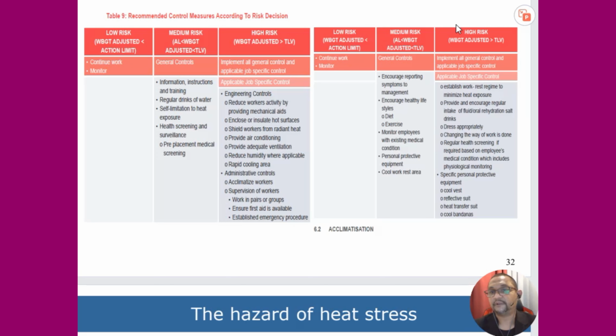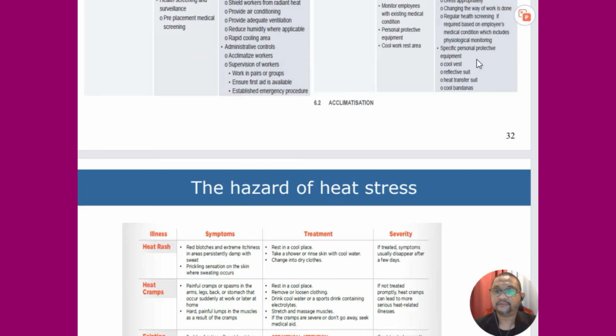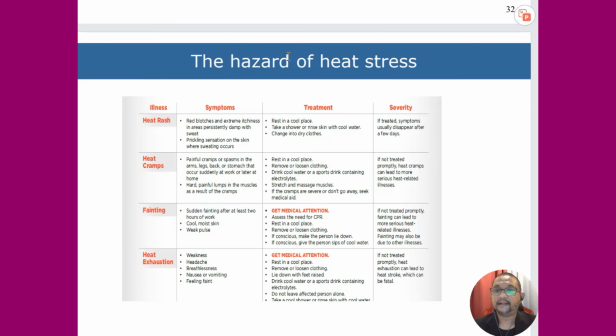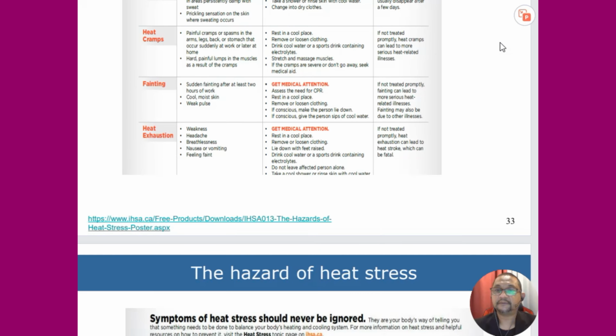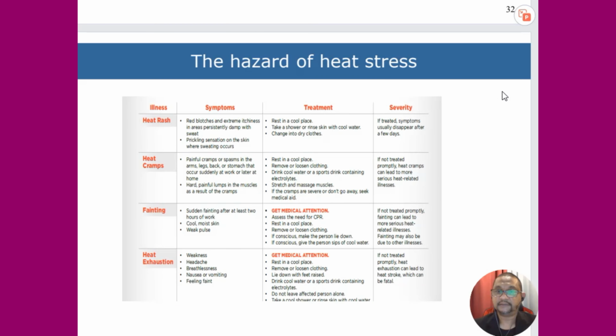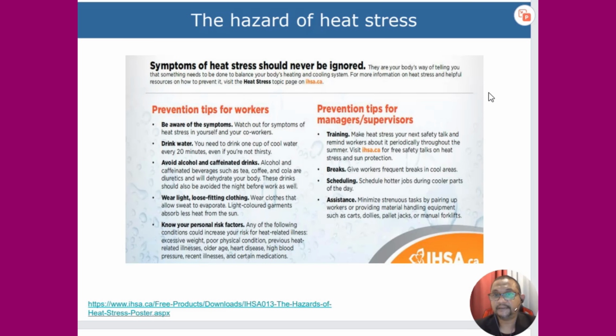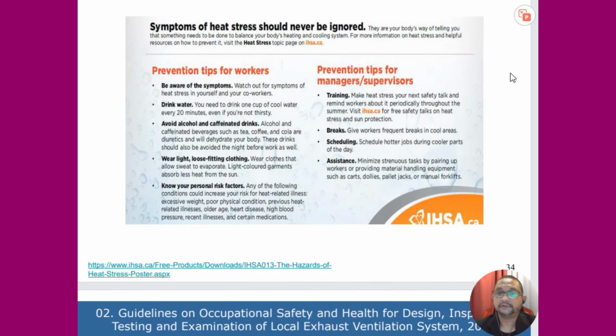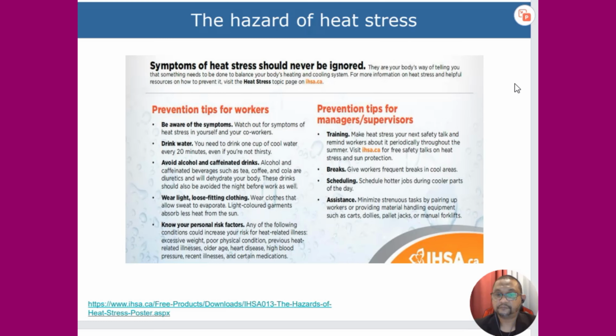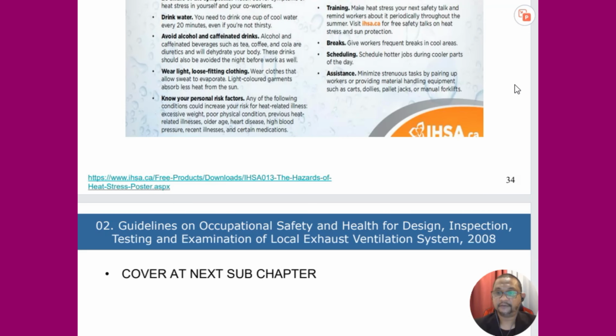So you have to refer to this measurement manual, and the hazard of heat stress. Okay. Here, this is a symptom. Hazard. So the symptoms of heat stress should never be ignored. Okay, this is one example.